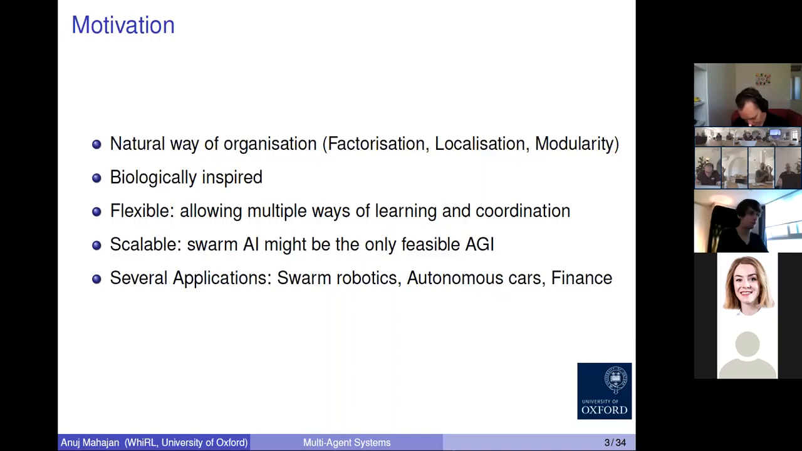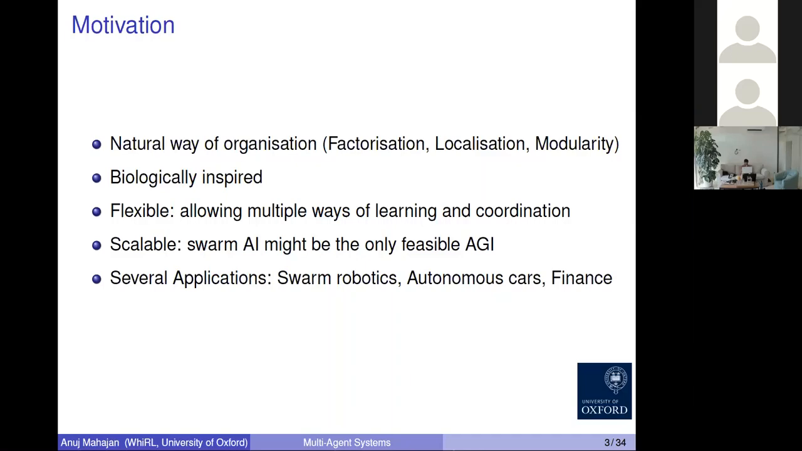Of course, multi-agent systems are biologically inspired. You see several examples of different organisms coming together to solve some of the very big challenges, be it ant colonies trying to construct something, or humans trying to make something meaningful out of their efforts. So definitely, multi-agent systems are quite ubiquitous in nature.